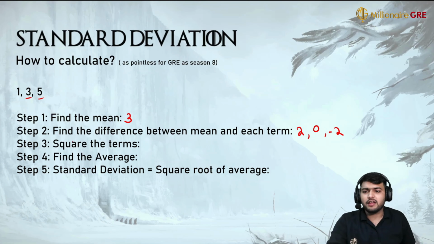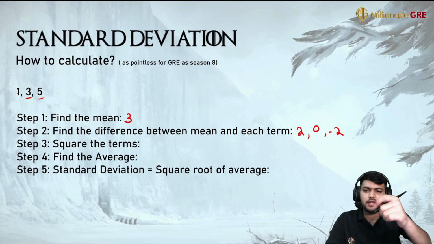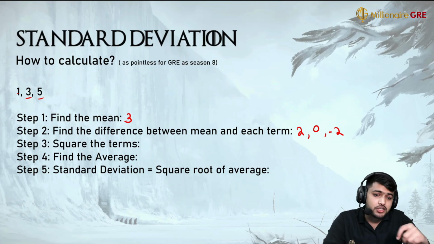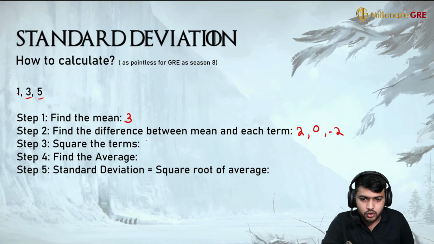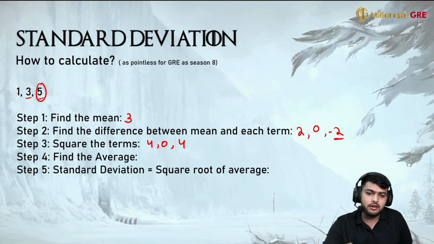It doesn't matter if you do 1 minus 3, 3 minus 3 and 5 minus 3, or you do mean minus each term, 3 minus 1, 3 minus 3, 3 minus 5. It doesn't matter because in the next step we are squaring each term. 2 square is 4, 0 square is 0, minus 2 square is 4. Even if you had done 5 minus 3 is equal to 2, you would have still ended up at 4 when we square 2.